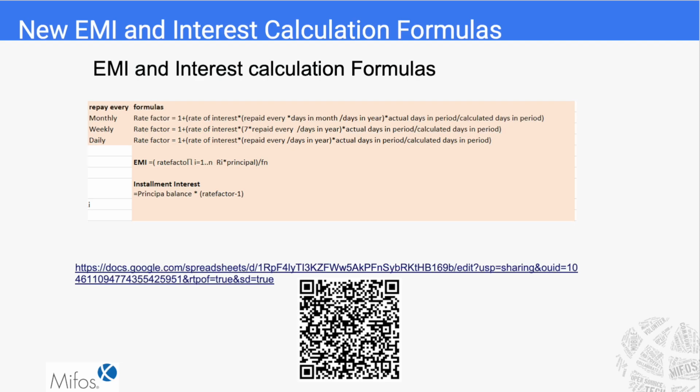I just added a slide on the formula we use to calculate the interest, how the interest calculation is made, and how we are arriving at the EMI with the new formula. I've also added a link to a spreadsheet which gives clear examples of how the formulas are used and how we can create a schedule from the Excel itself. So this is just for information purposes.